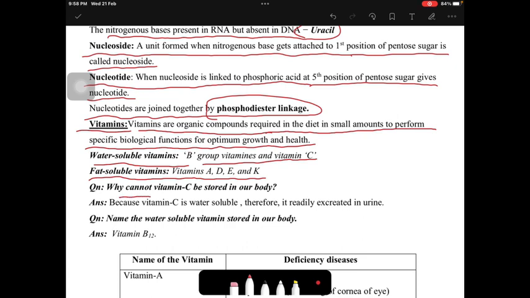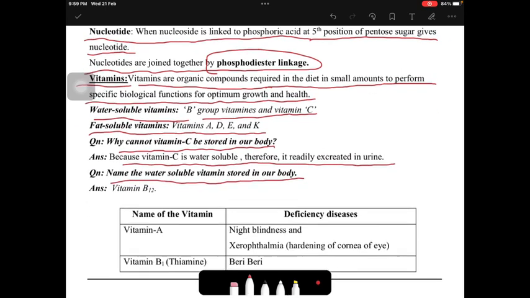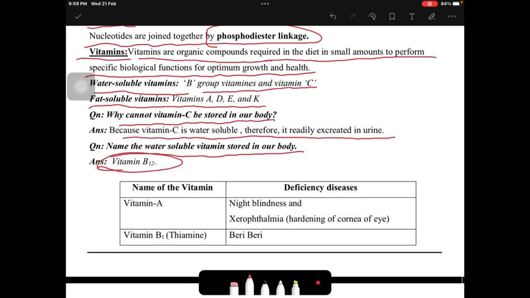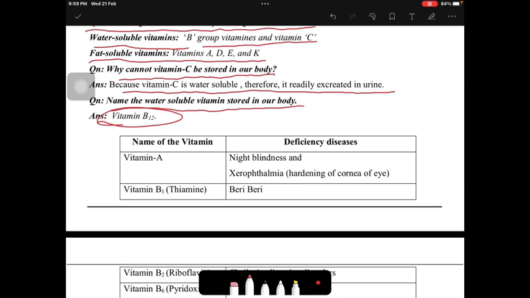Why can vitamin C not be stored in our body? Because vitamin C is water soluble, it is readily excreted in urine. Name the water soluble vitamin stored in our body: vitamin B12.